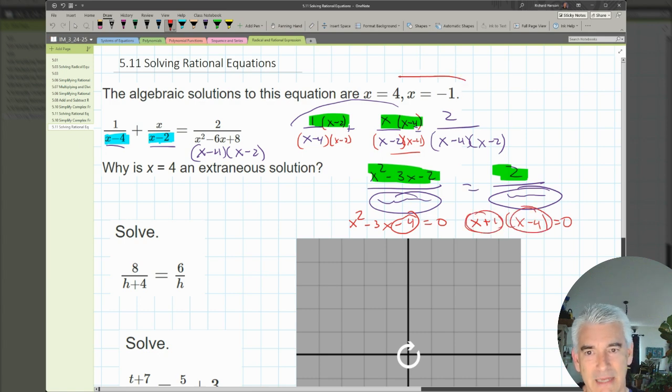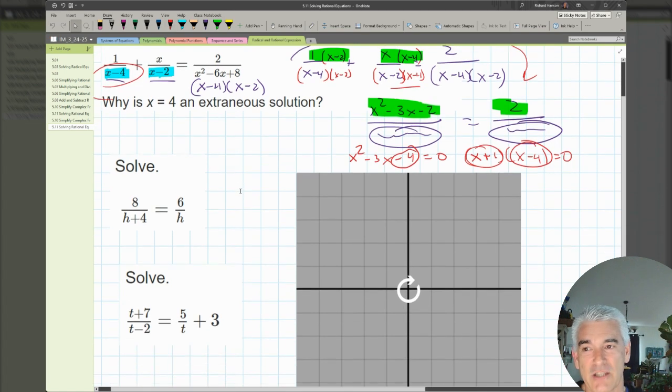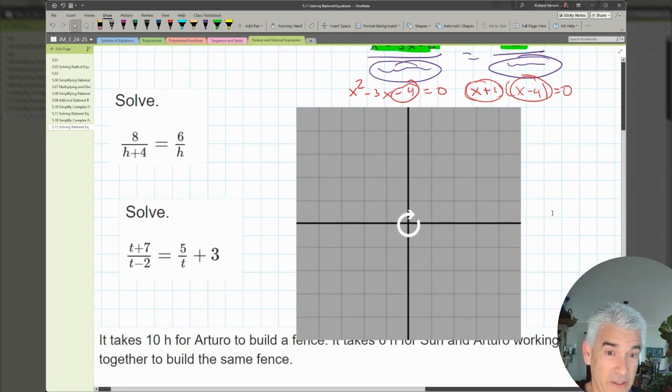Well, they saved you from doing all that work. They said, we know when we solve it algebraically that 4 and -1 turn out to be the solutions. Why is 4 a problem? We actually answered this quite a ways ago, but it does allow us to talk about how we solve an equation like this. This one here is actually simpler.